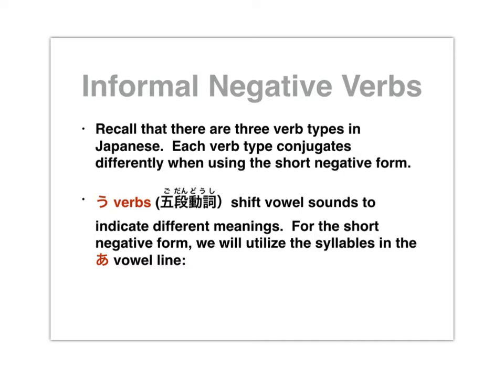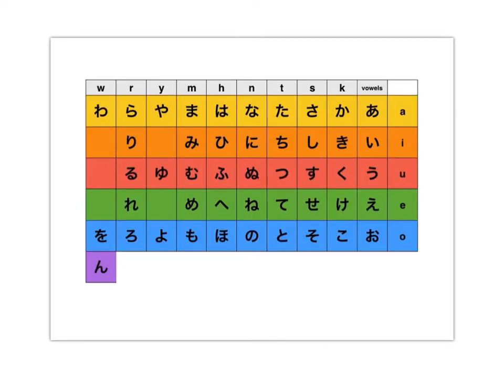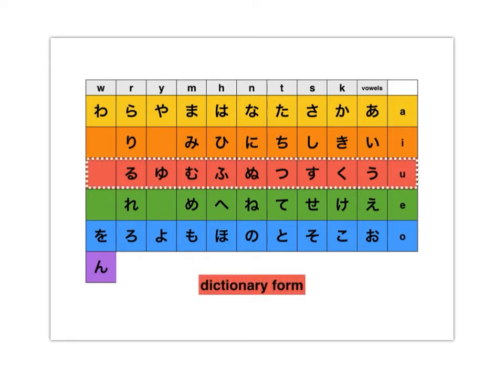For u verbs, recall we shift the vowel sounds to indicate different meanings. For the short negative form, we'll utilize the syllables in the a vowel line. So what do I mean here? Well, recall that all of the dictionary forms of a verb, whenever you look up a verb in the dictionary, the verb endings are invariably in this line here with the u sounds, right? U, ku, su, tsu, nu, fu, mu, and so on. These are all the possible endings for verbs, excluding you, of course, that you can find for verbs.